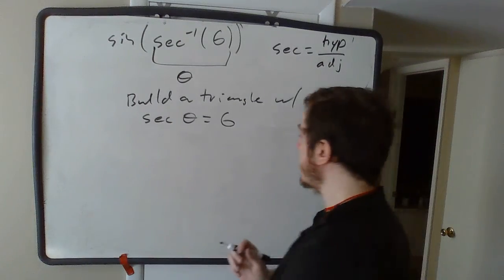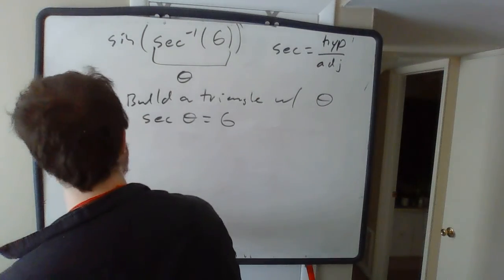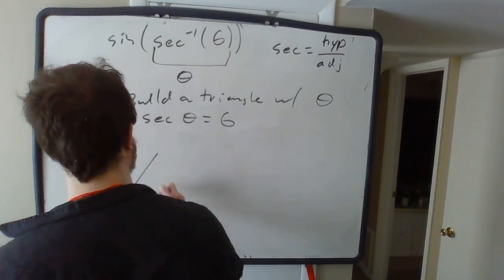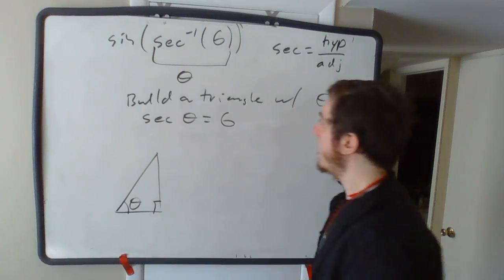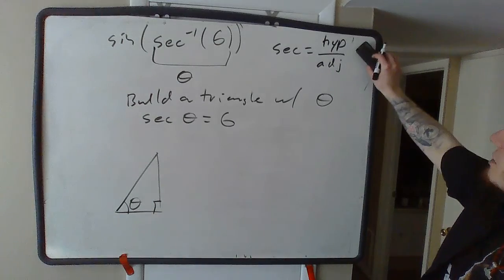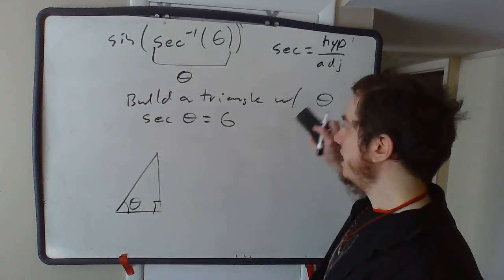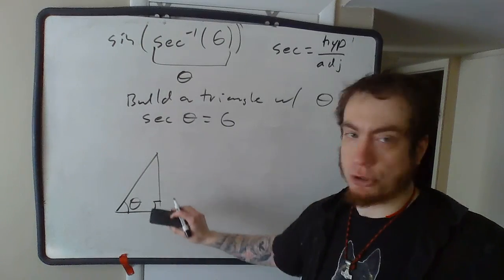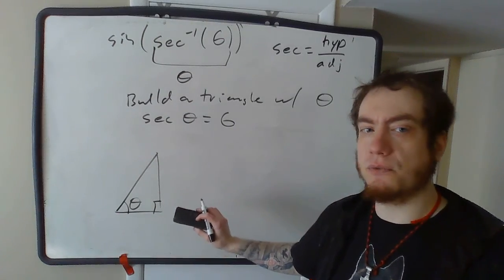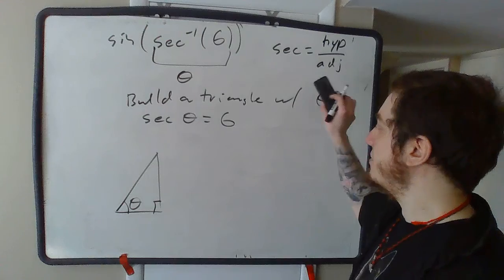Okay, so what does that mean? Well, that means I want to build a triangle here with an angle theta, and I want to make it so that the hypotenuse divided by the adjacent is equal to 6. How could I label this triangle to do that? So see if you can figure out how to label that triangle to get this property.